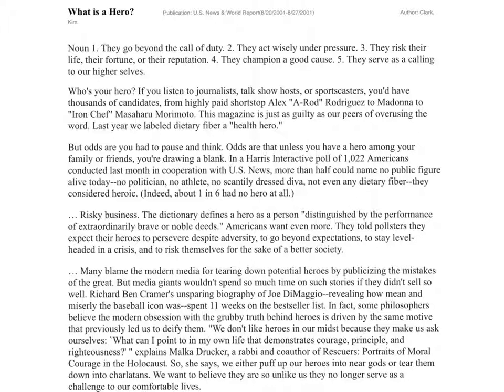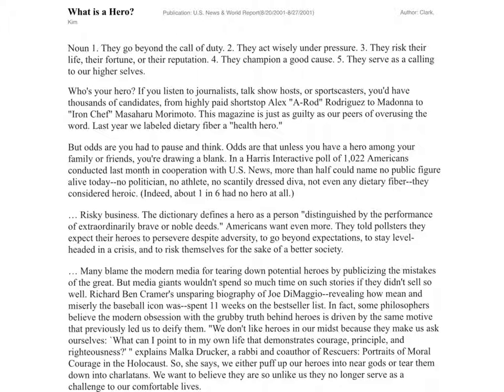So, going back into that first paragraph, I'm going to highlight some key points that connect with my definition. What is a hero? So they go beyond the call of duty. They act wisely under pressure. They risk their life, their fortune, or their reputation. They champion a good cause. Now, I'm not really sure what that means. What does it mean to champion a good cause? I'm going to write down some ideas. Do good deeds.